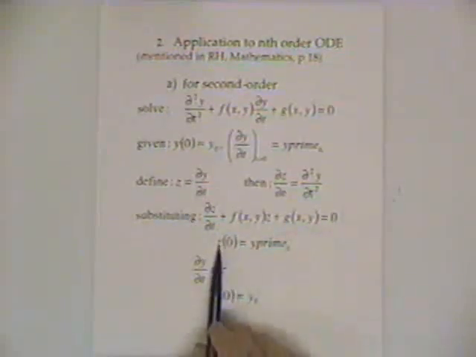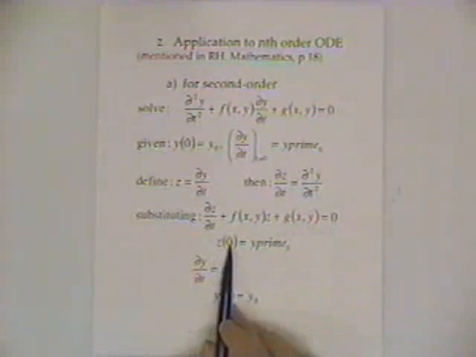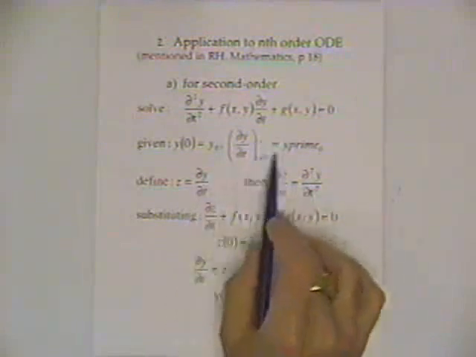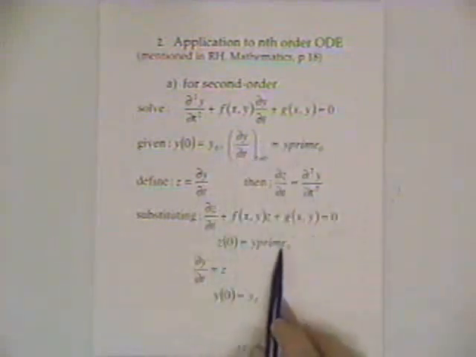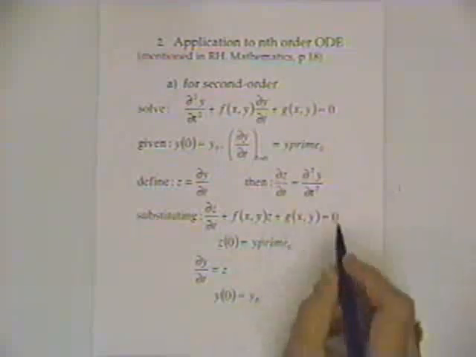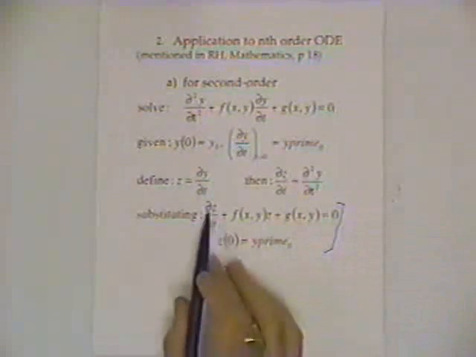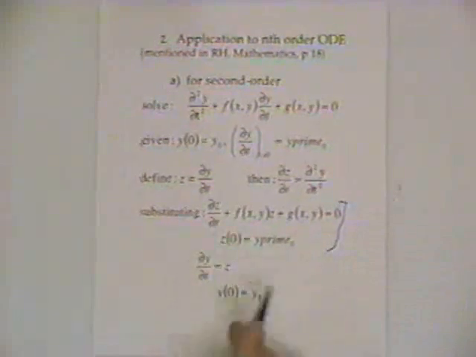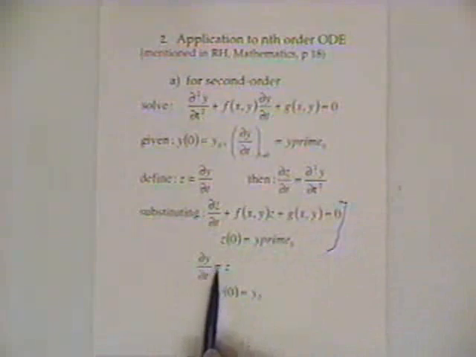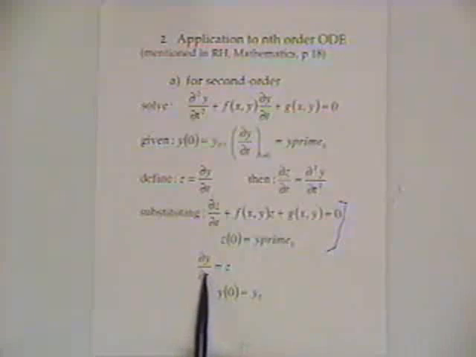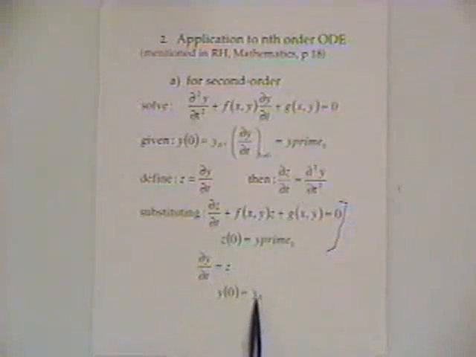All right? The initial condition then is that z at t equals 0 is dy/dt at t equals 0, which was specified, in this case, as y prime sub 0. Right? So then we have an ordinary differential equation that is first order, that could be solved with Euler's method. The other equation just comes from the definition that we made for z. We just reverse it. We have a second first order ordinary differential equation that dy/dt is equal to z, and that its initial condition y of 0 is equal to y naught.